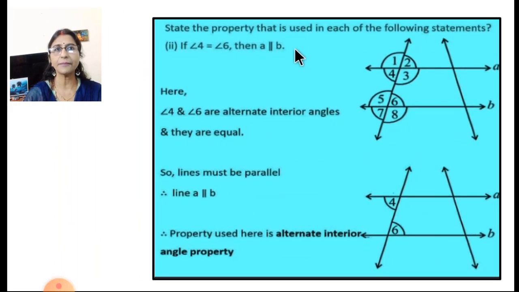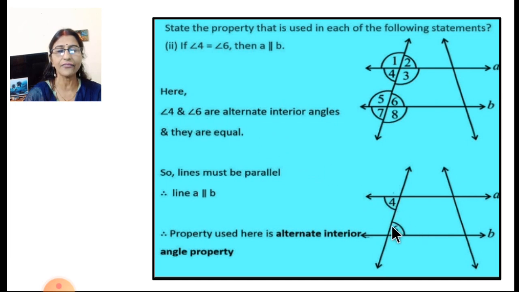Again we have to state the property that is used here. The question is, if angle 4 is equal to angle 6, then A is parallel to B. Here they have given angle 4 is equal to angle 6. So how will you write? Here you can see angle 4 and angle 6 drawn separately.